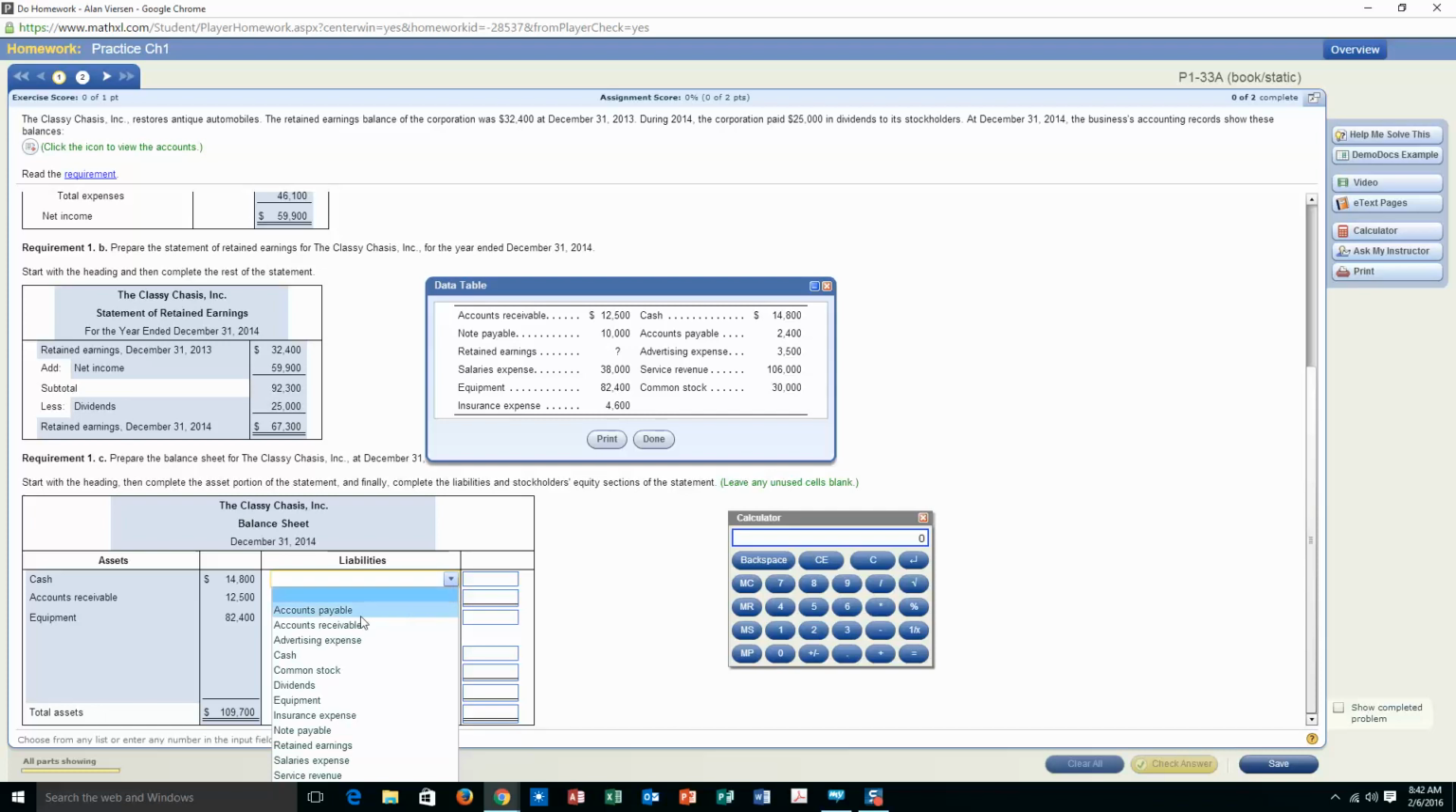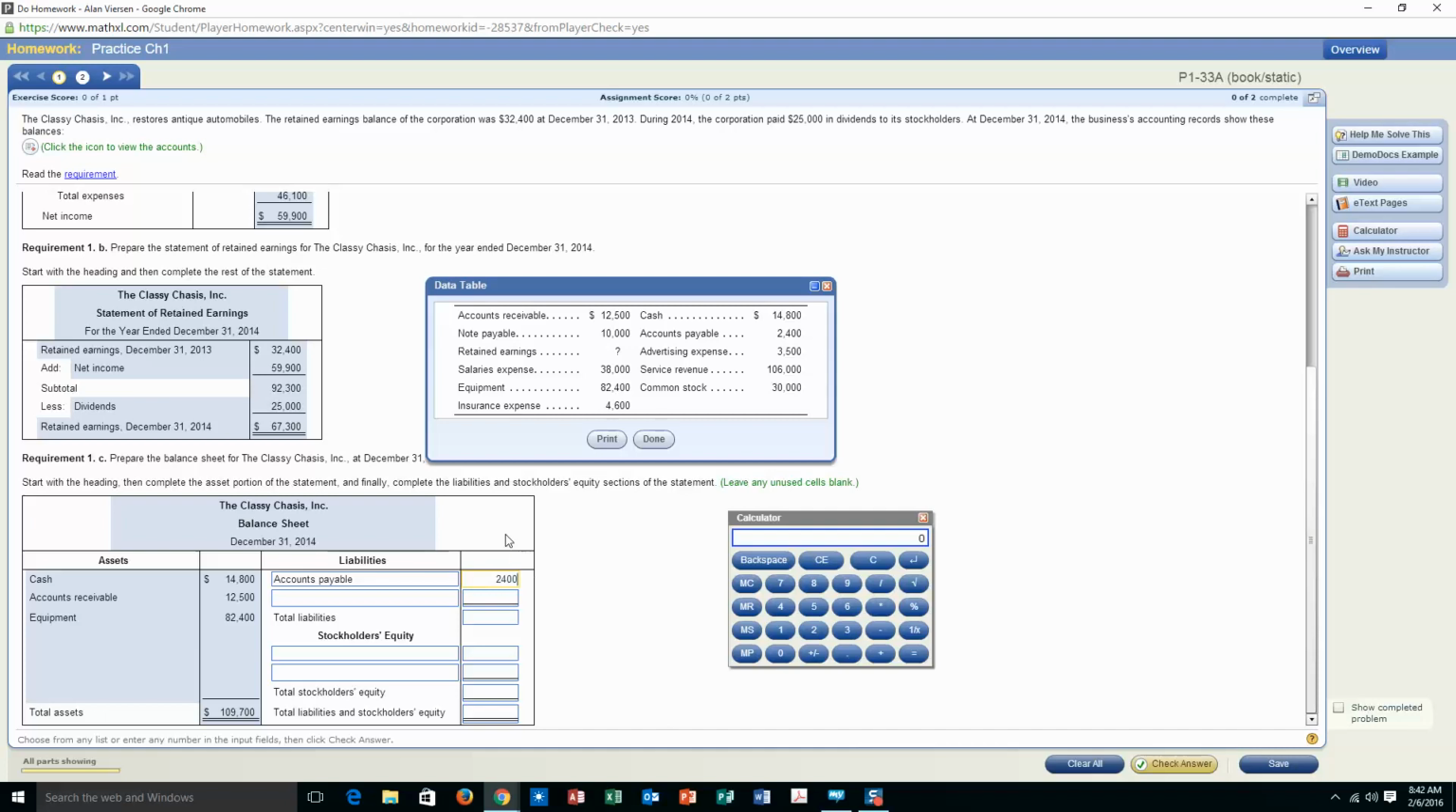Here are my liabilities. Anything that says payable is a liability. So that's important that you look and see where it says a payable. So accounts payable, $2,400. And then they have a notes payable of $10,000. I'm going to add these together. This time I'll use the calculator just to show you how that works. Plus 10,000. Okay, equals, and by clicking on this button right here, I put it in there.